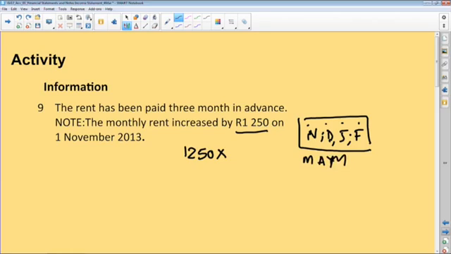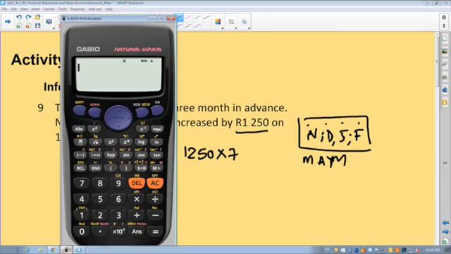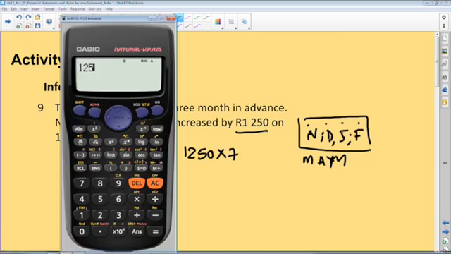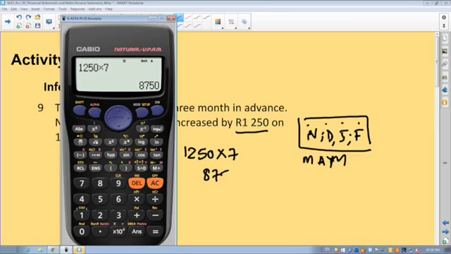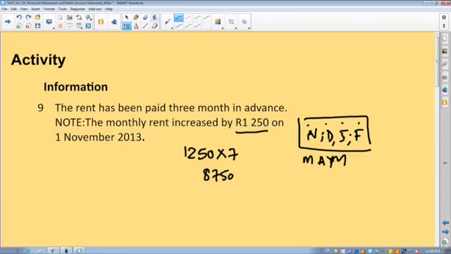Now, step number 1. Determine the number of months for which the new rental, the increased portion, must be taken into account. So that's 1, 2, 3, 4, 5, 6, 7. Multiply that by 7. Okay, let's do that on our calculator. So we've got 1,250 times 7, which is equal to 8,750.